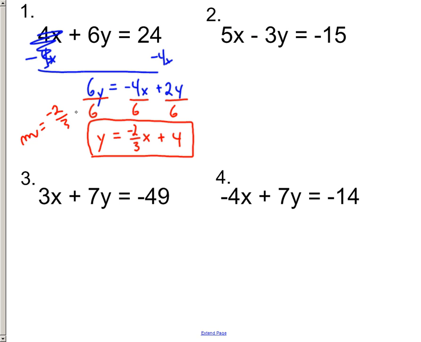Notice I didn't put the x there. Our slope is just a number, a ratio. And the y-intercept would be positive 4. Okay, so that takes care of number 1.